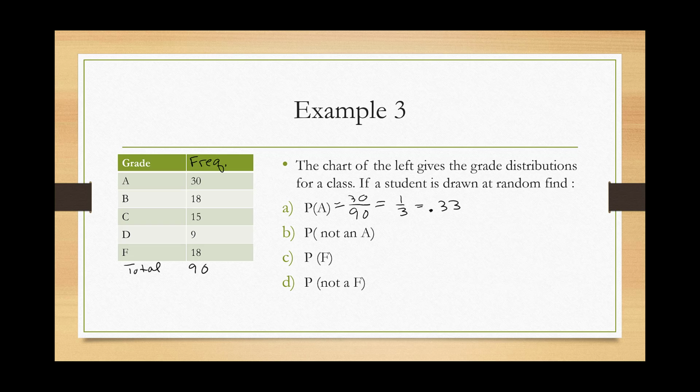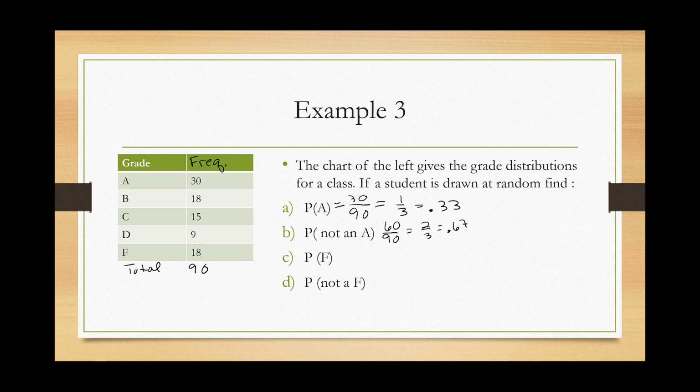Part B says probability of not getting an A. So not getting an A would be a B, C, D, or F. So you could add 18, 15, 9, and 18. Or you could say it's everybody but the 30, which means it would be 60 over 90. Which is 2 over 3, which we could reduce to 0.67. Notice if we add 0.33 and 0.67, that adds up to 1. Everyone in the class either got an A or didn't get an A.